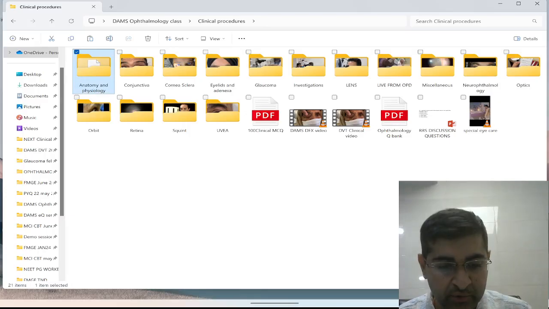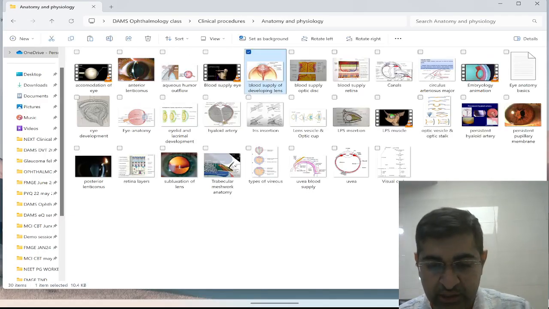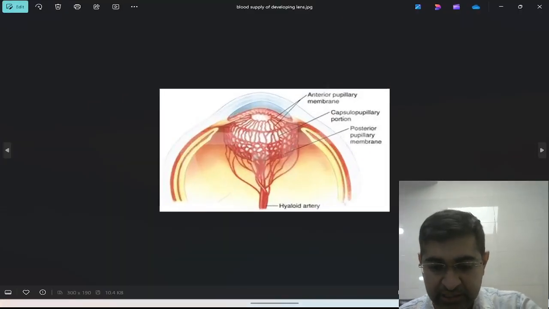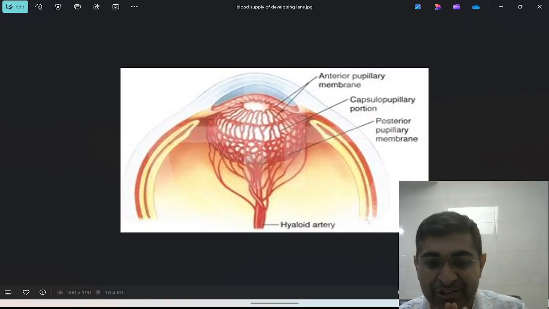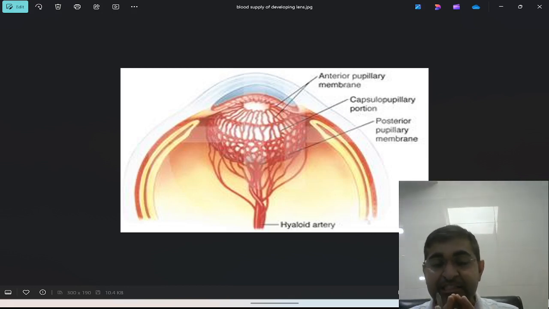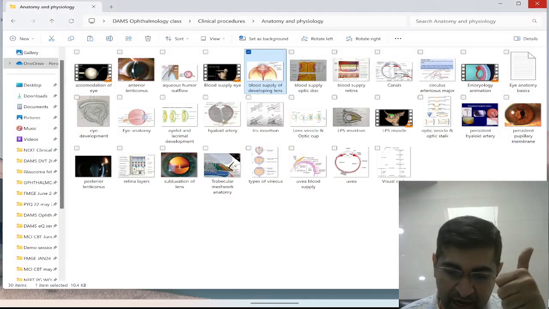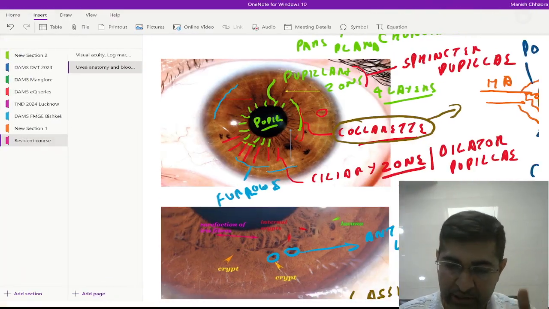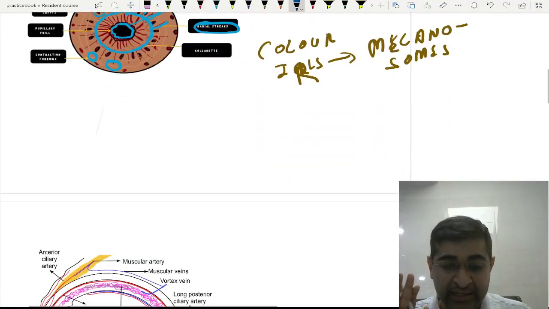Now check this out. I think now you will be able to connect the dots. Can you appreciate the anterior pupillary membrane? So the hyaloid artery supplies the developing lens, the posterior pupillary membrane, the capsulopupillary portion, and the anterior pupillary membrane. I hope it is understandable. Okay, so this is about the iris, right?